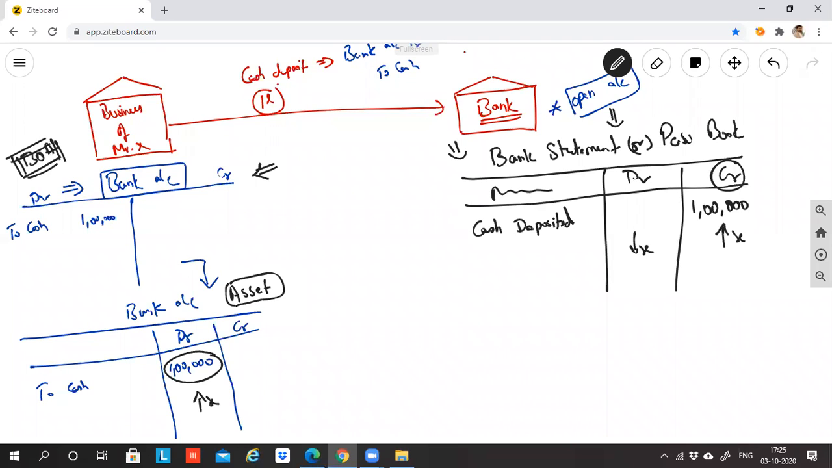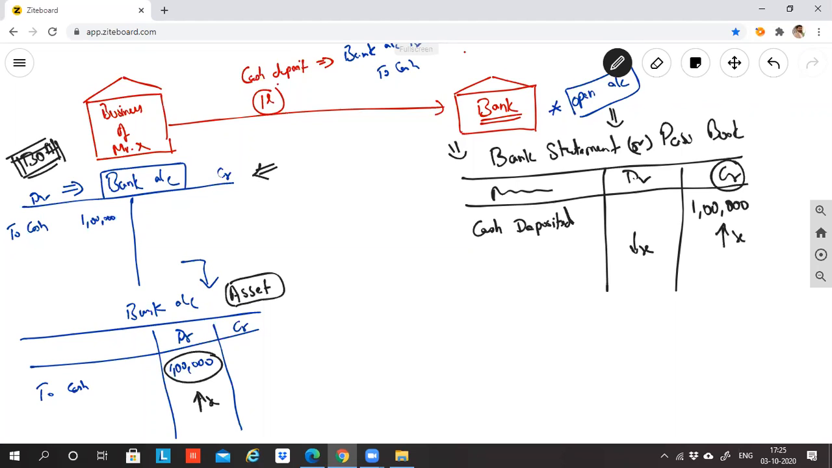Which means, sir, whenever we deposit money in the bank account, we will record that on the debit side and the bank will record it on the credit side. Guys, not only this transaction, any transaction you take, if we debit it, the bank will credit it. If we credit, the bank will debit.